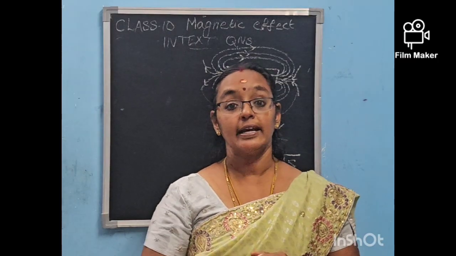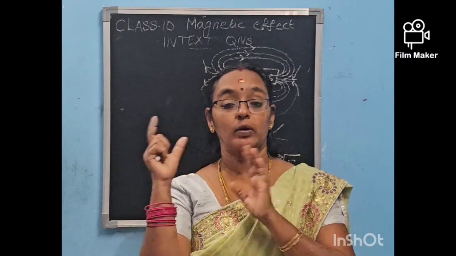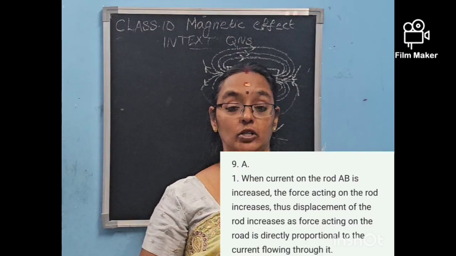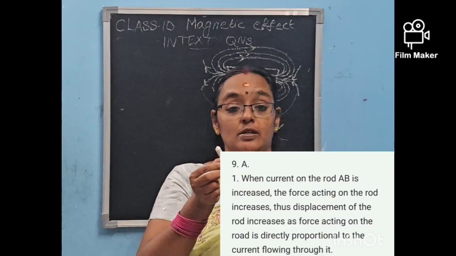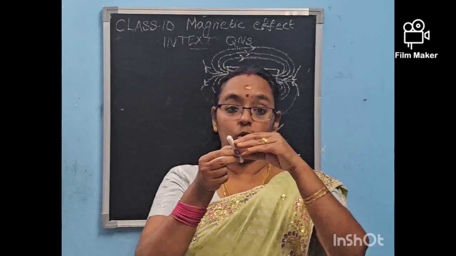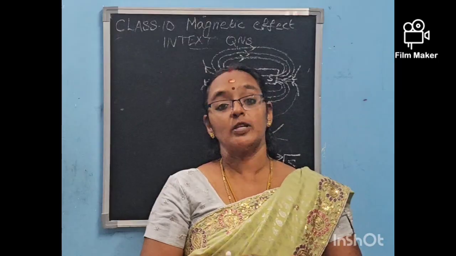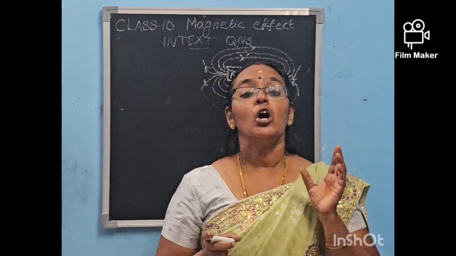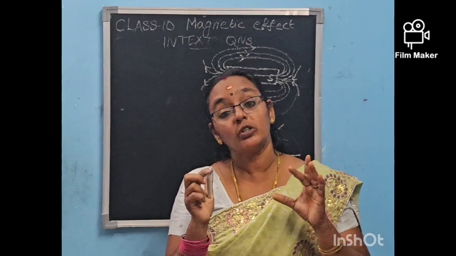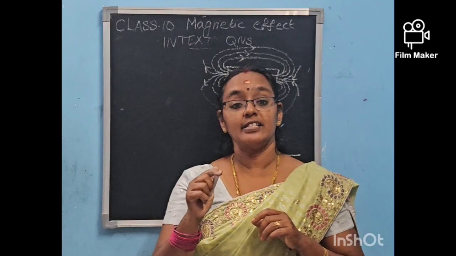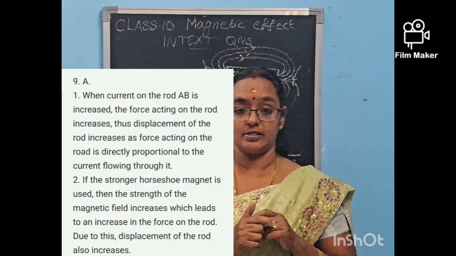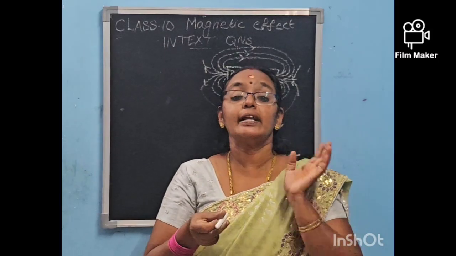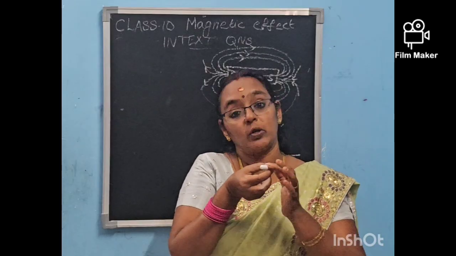If the current is increased, it is directly proportional to the force applied on the conductor. So the force also increases on the conductor, and displacement of AB happens. Because more force is applied, it will be displaced a little more. So the displacement will increase if the current is increased. Second, what happens if a stronger horseshoe magnet is used, that is, if the strength of the magnetic field increases? The force on the conductor also increases, and if the force increases, the displacement also increases.